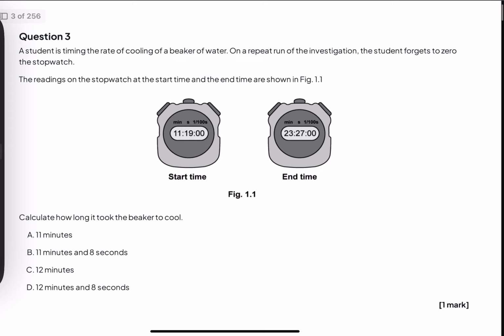In the third question, a student is timing the rate of cooling of a beaker of water, and on a repeat run of the investigation, the student forgot to zero the stopwatch. The reading on the stopwatch at the start and the end of the time is shown in the figure. We have to calculate the time period. It's starting from 11 minutes 19 seconds and ending at 23 minutes 27 seconds. We have to answer in minutes and seconds.